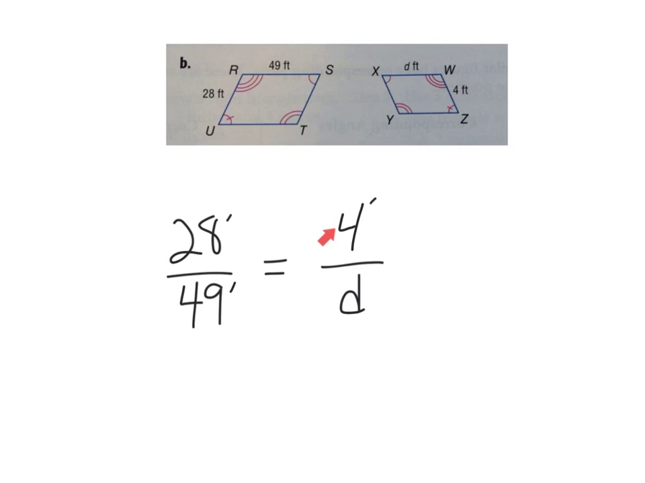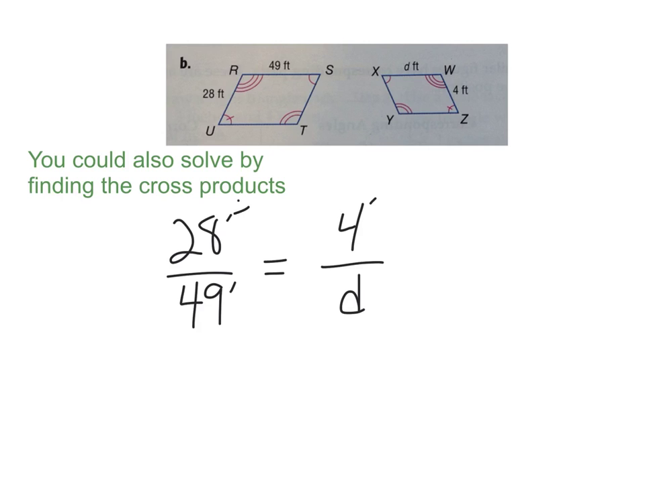So now I could look at 4 times what would get me 28, or I could do 28 divided by what gets me 4. So I'll just do that. And I know that 28 divided by 7 equals 4. So I'm going to do 49 divided by 7, and that would give me 7. So D is going to equal 7, and it looks like my label is going to be feet.